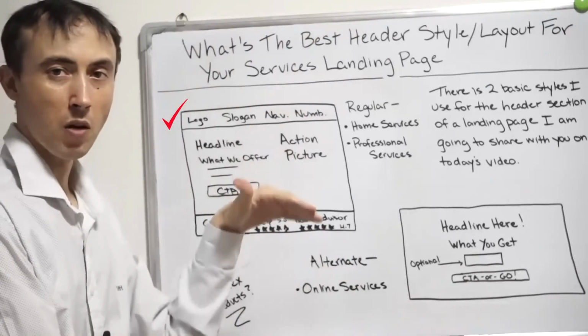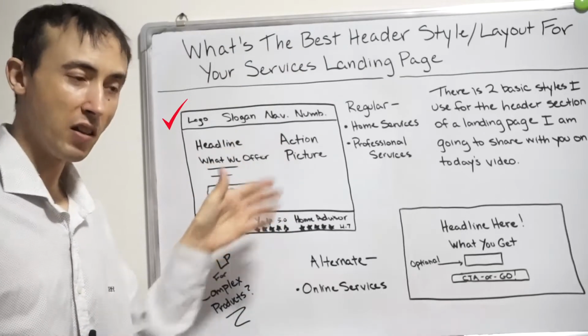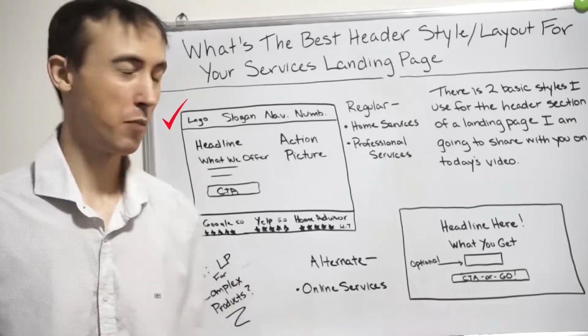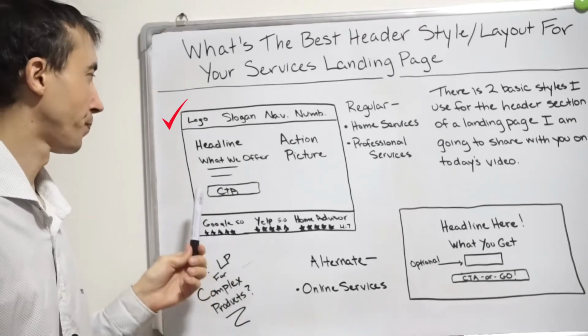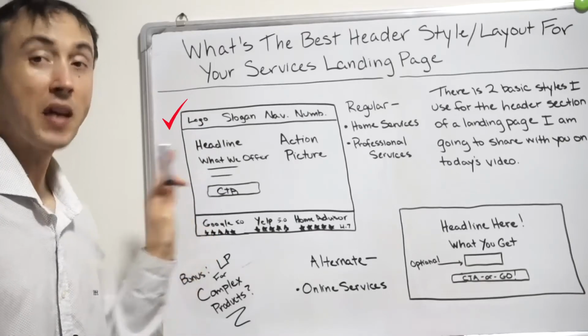You have a lightbox form that comes up with your form. Another way you could do it is you could click on the button and it scrolls down to the form. They're kind of about the same, but that's basically it.